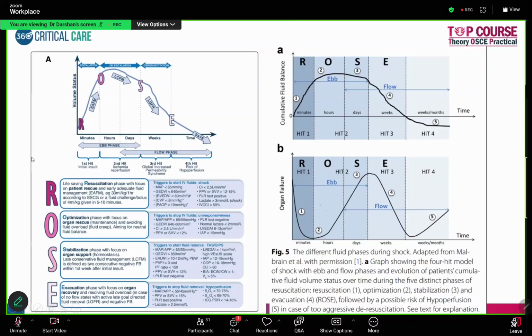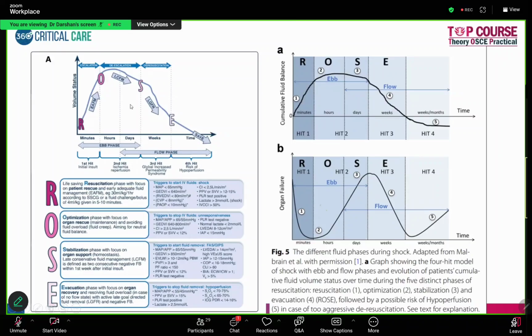So in resuscitation, bindas, you can give 30 ml per kg per hour. After that, do a fluid challenge, give 4 ml per kg every 5 to 10 minutes based on your test of fluid responsiveness. In the optimization phase, you need to think about all of this, that is, you need to think about maintenance, keeping these targets at the optimal level.